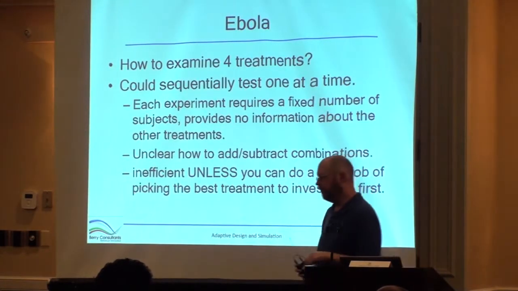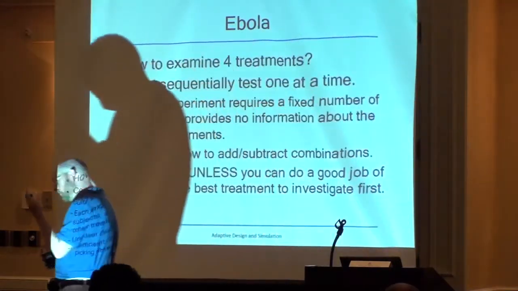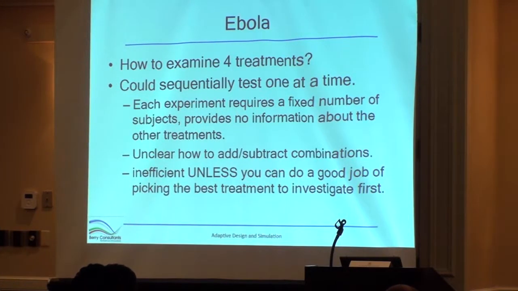All right, so I've got 4 treatments, and I want to consider combinations. So that's 10 things: 4 singles and 6 combos that I could potentially do. So how do I go through that space? I don't have to put it up yet, but I've got 250 patients. I can pick one and test it.